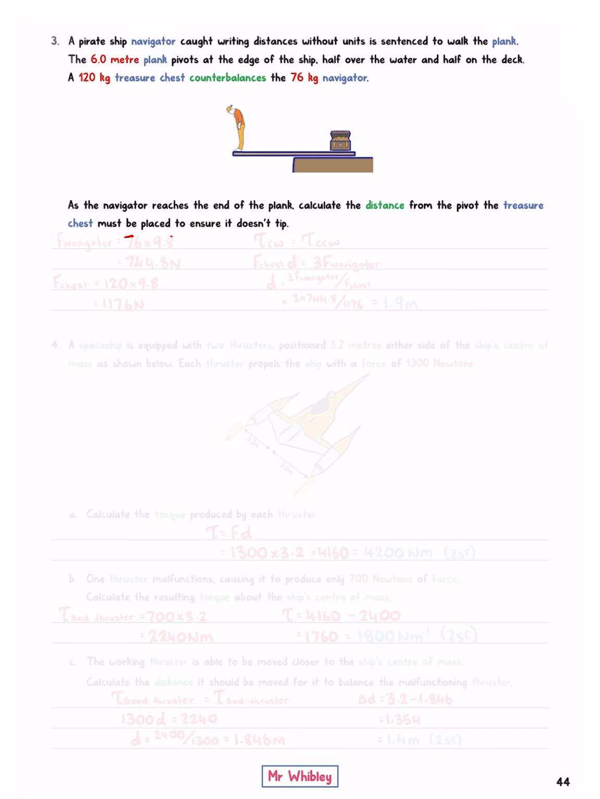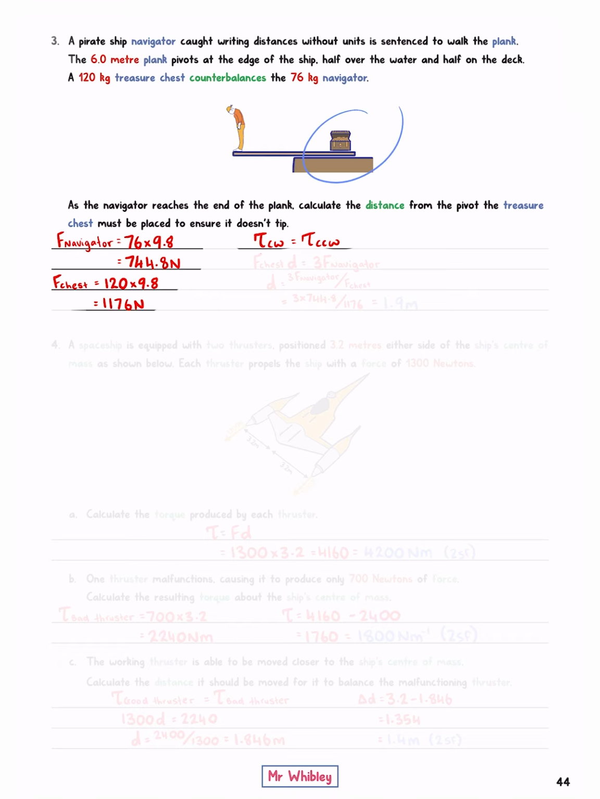To start with, we can find the force from the navigator and the force from the chest, knowing that these are gravitational forces, and we just need to multiply their masses by the acceleration due to gravity, which gives me 744.8 and 1176 newtons. For our plank not to tip, our system must be in equilibrium, and so our torques must balance.